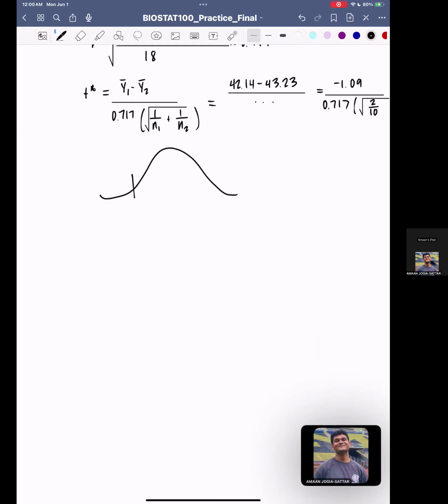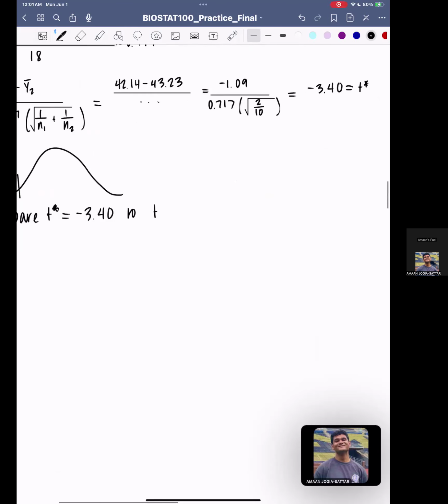Now that's going to land somewhere here, I feel like. But the way that we do this is we're going to compare this to the critical value. So compare T star equals negative 3.40 to T crit when alpha equals 0.05, one-tailed. And if you're looking visually, one-tailed just means that you have this as opposed to this or this.